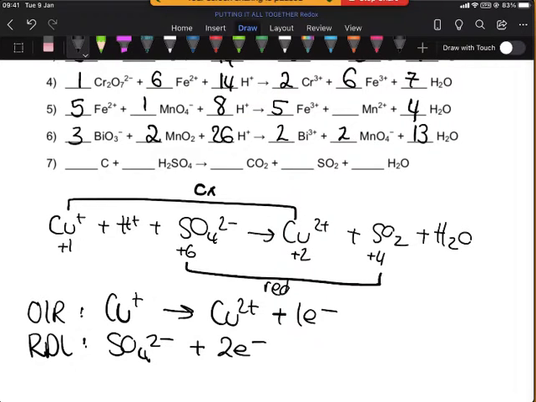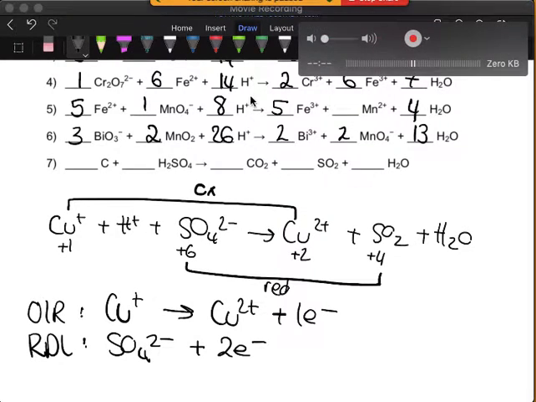Yeah. I can't see it. Okay, that better? Yeah. Okay, so here then it is going to SO2.